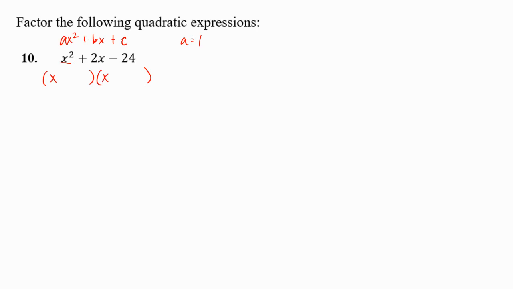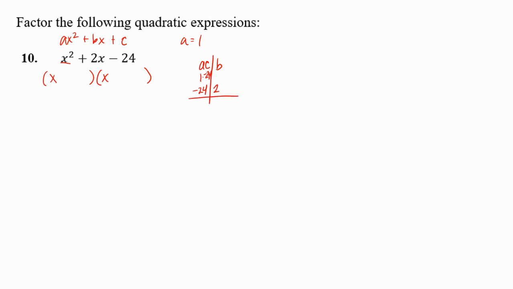And then to find the two missing ones, you're going to want to do a shortened version of the ACB table that we did last time. A doesn't really matter in this case because multiplying anything by 1 is not really going to change anything. A is positive 1. C is negative 24. So when you multiply those together, you're going to get negative 24.